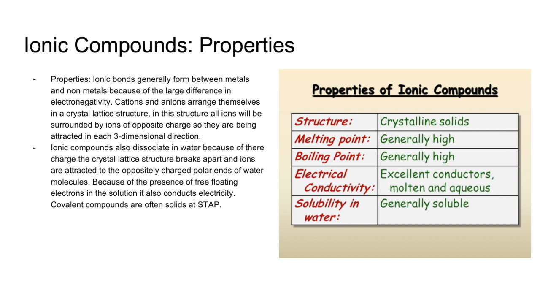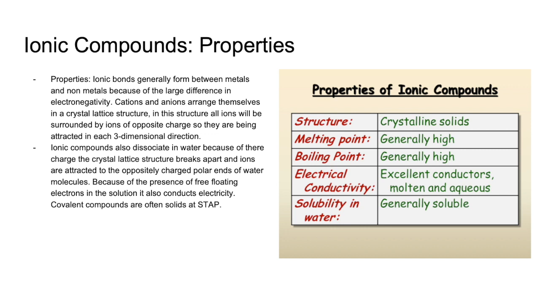So what are some properties of ionic compounds? Ionic bonds generally form between metals and nonmetals because of the large difference in electronegativity. Cations and anions arrange themselves in a crystal lattice structure. In this structure, all ions will be surrounded by ions of opposite charges, so they are being attracted in each 3-dimensional direction. Generally speaking, ionic compounds have high melting and boiling points. That's because the electrostatic attraction between ions requires a lot of energy to overcome.